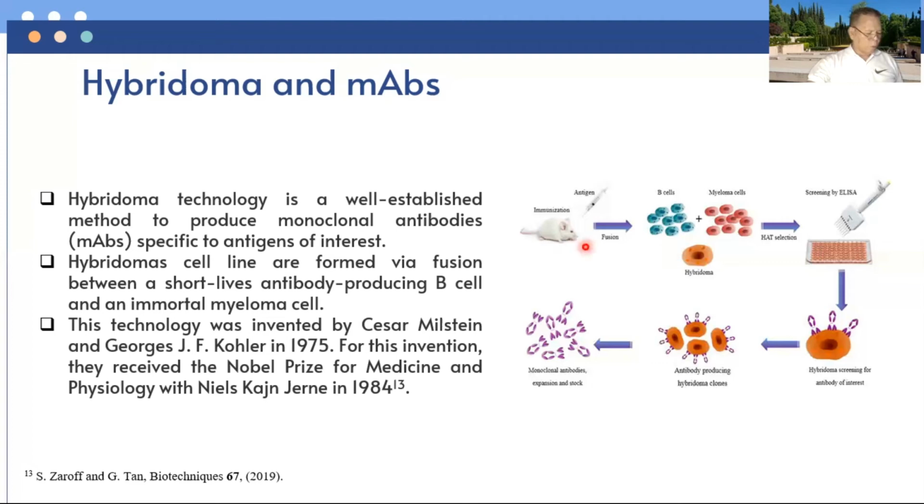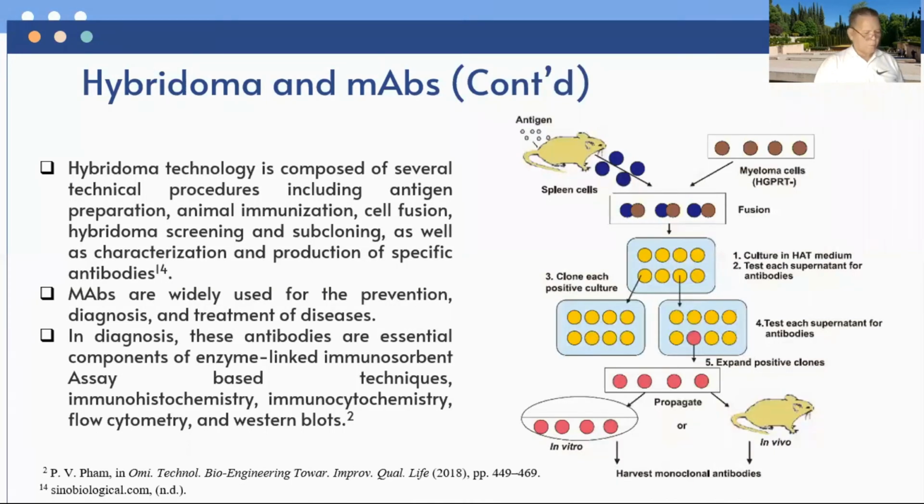This figure, let's see in the right side, shows how monoclonal antibodies are produced by hybridoma technology. Let's see this one. Immunization, antigen, then we got, after passing this step, we got this product. Hybridoma technology is composed of several technical procedures, including antigen preparation, animal immunization, cell fusion, hybridoma screening, and subcloning, as well as characterization and production of specific antibody.